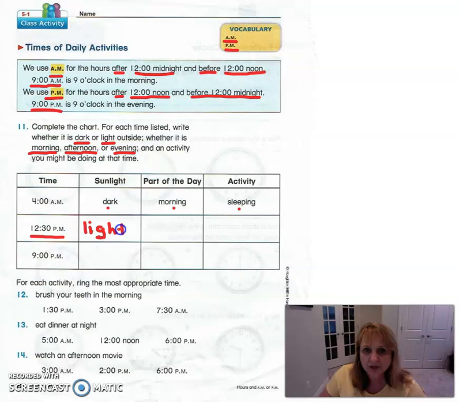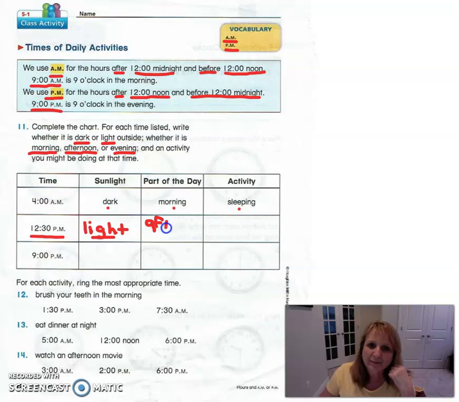Oh, that's an IGH word. Trigraph IGH right there. Light. All right, is it going to be in the morning, the afternoon, or the evening? Remember that it's after lunch, right? So that would be afternoon.